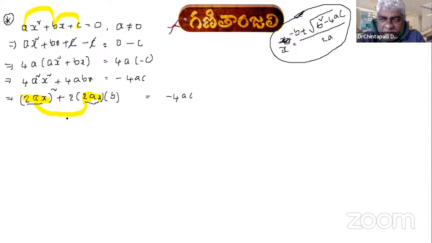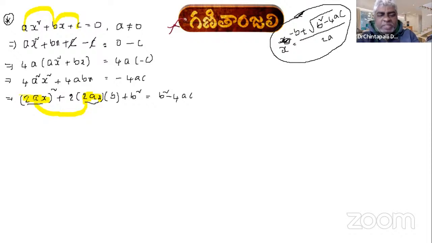Is the a plus b whole square formula completed or not completed? Not complete. What should we add to make it the a plus b whole square formula? b square. Yes, b square is to be added. But as per the rules of equation, whatever you add should be added on both sides. Yes, sir. So we are adding plus b square on both sides. Agree? Yes.